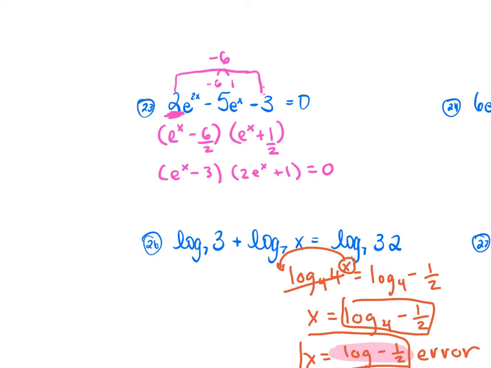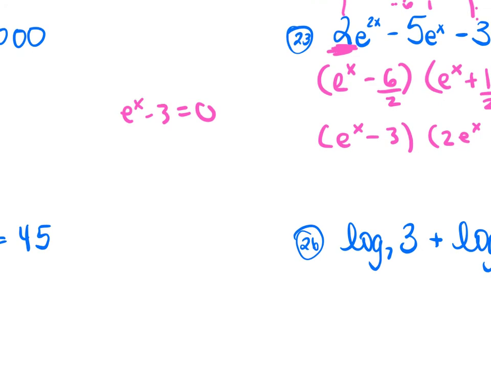Right, so we split them up and set each equal to 0. So we have e to the x minus 3 is equal to 0. And I'll do the other one over here: 2e to the x plus 1 is equal to 0. So we split them up into our two equations. Now how would we solve this one here? e to the x minus 3 is equal to 0. Add 3. So e to the power of x is equal to 3.